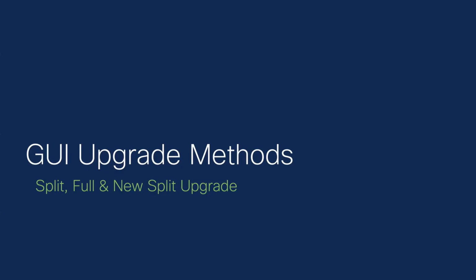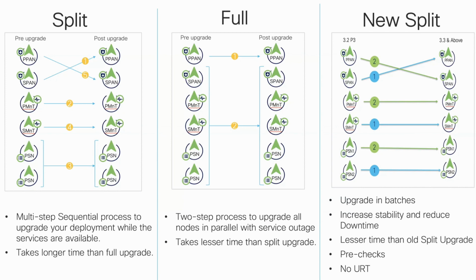Now, let's not concentrate on all the upgrade methods. Let's talk about the GUI upgrade methods only. And that too, let's talk about the split and the new split upgrade methods. At a high level, the split upgrade method is a sequential process to upgrade your deployment one by one. It takes longer time than the full upgrade method.